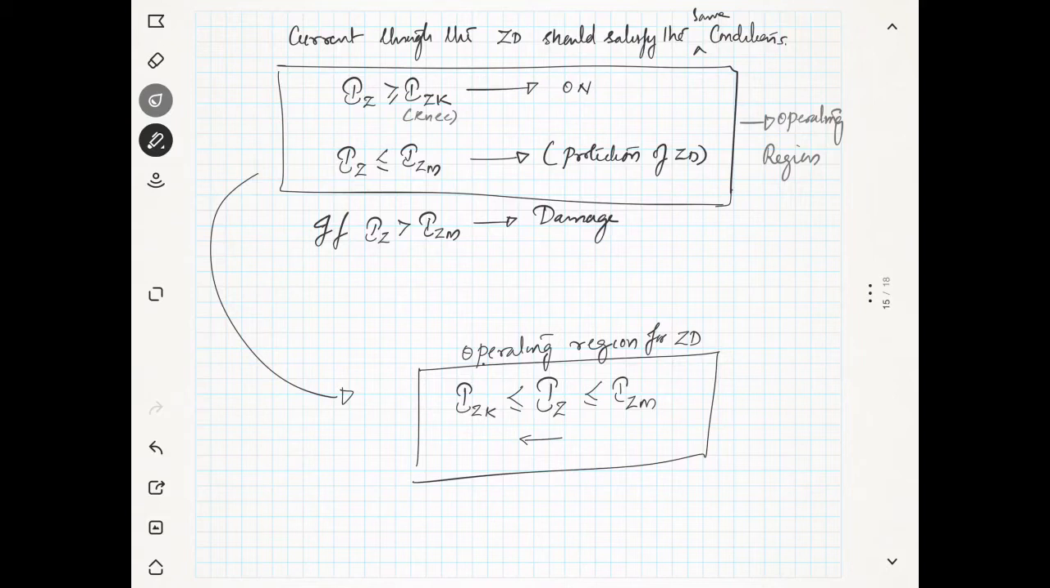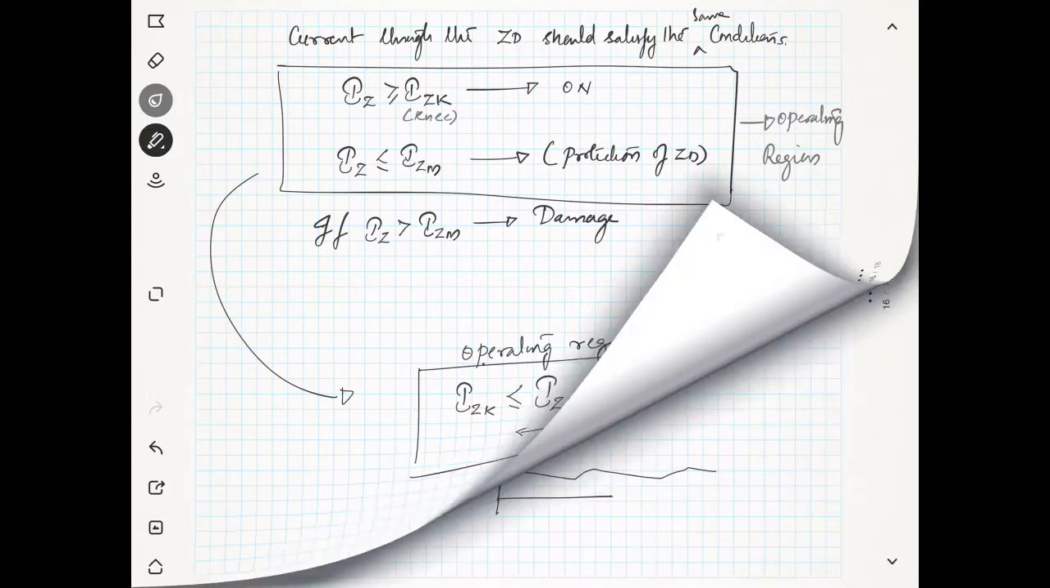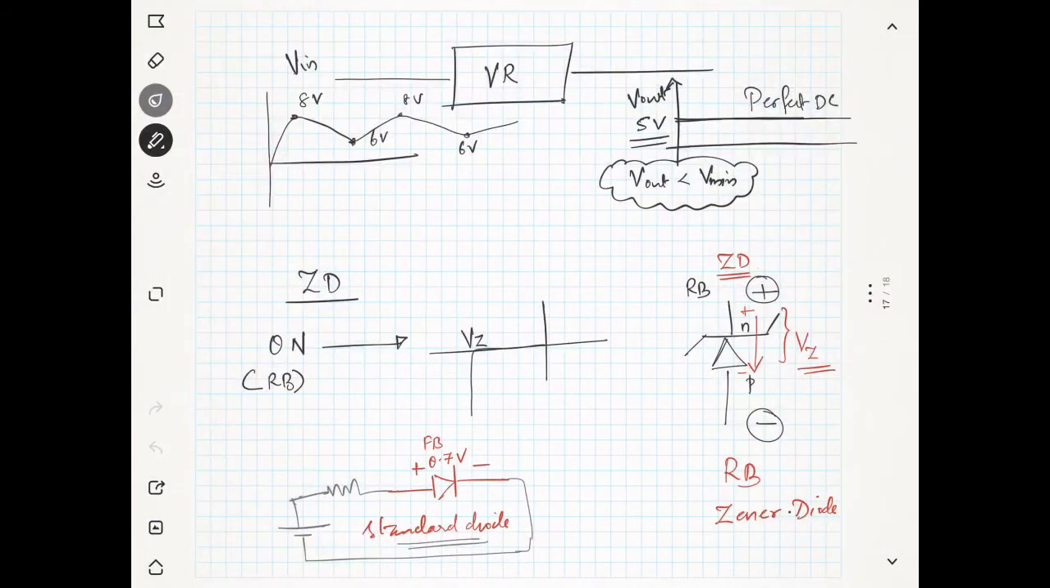Now if the current through the Zener diode exceeds the maximum limit, what will happen? The Zener diode will be damaged. So we have to maintain the current through the Zener diode in a proper way. How to maintain the current through the Zener diode? By connecting a resistor. So the resistor is very, very important. We will discuss this with a problem of designing a voltage regulator.